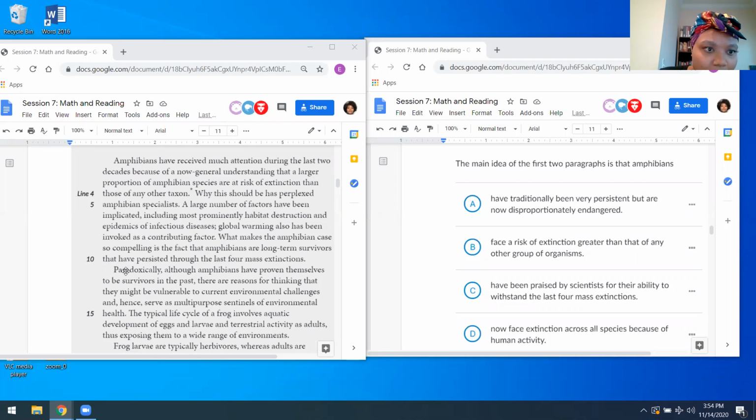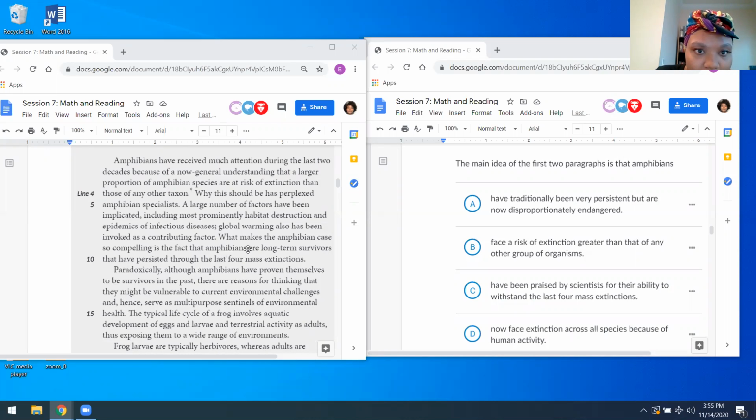So DM said she got the answer choice A from, I'll read it: paradoxically, although amphibians have proven themselves to be survivors in the past, there are reasons for thinking that they might be vulnerable to current environmental changes and, hence, serve as multi-purpose sentinels of environmental health. That's a long sentence, huh? That's a really good way to look at it. That's one point of evidence, what DM gave.